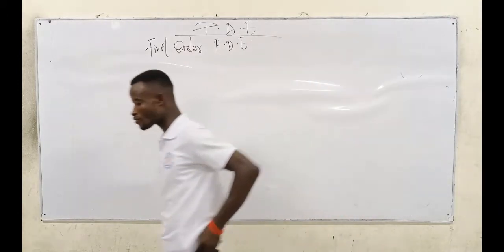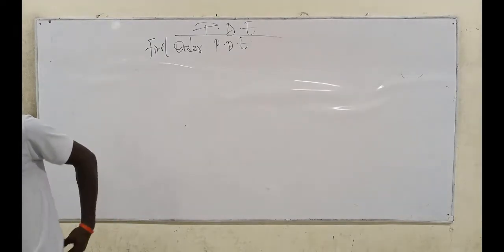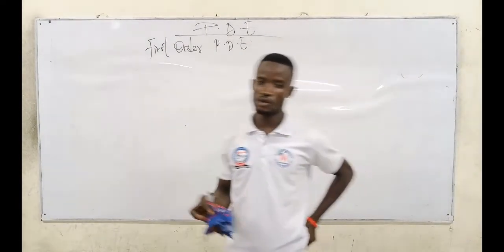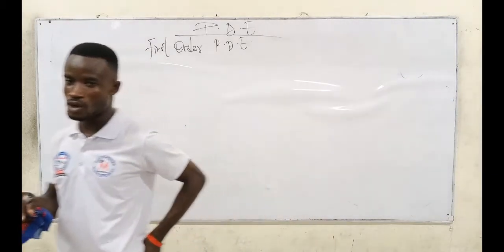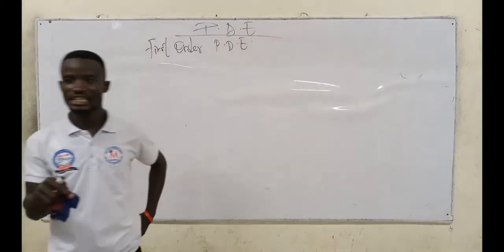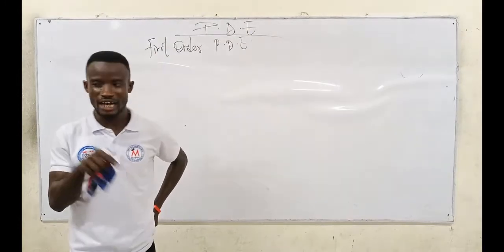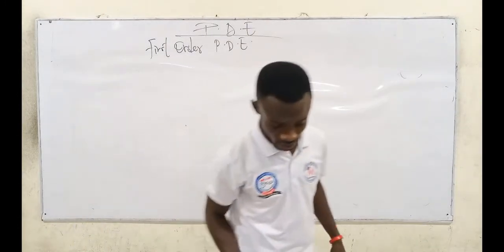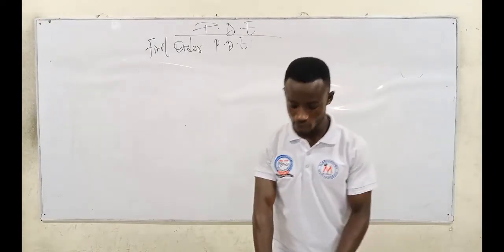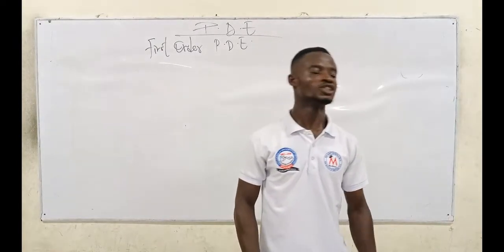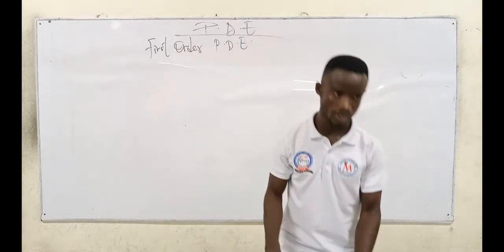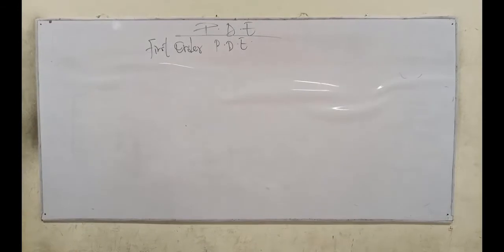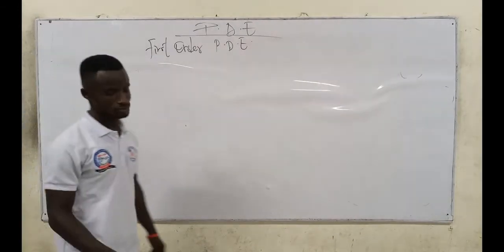Please, when we get to solving using the characteristic equation, we will use the characteristic equation to solve PDE with constant coefficient. They are not the same as this, so don't contradict yourself. Solving first order linear equation with constant coefficient using directional derivative. Yeah, we are using directional derivative. But for that one, we are going to use characteristic equations. They are not the same.